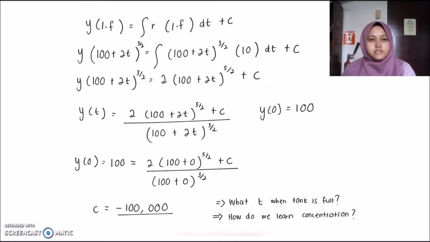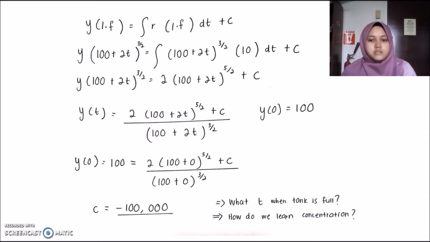After we got the integrating factor, we substitute it into the general equation, and then we integrate. After integrating, we rearrange the equation, and then we substitute the initial condition into the equation to get the value of C. So we managed to get C equals negative 100,000.